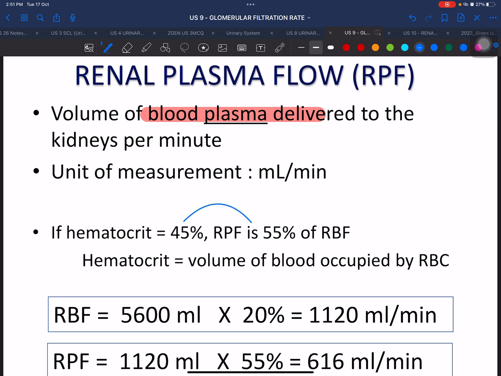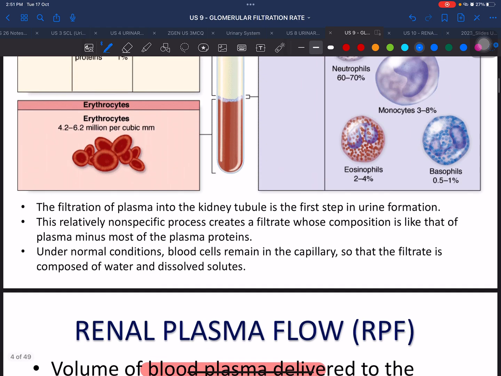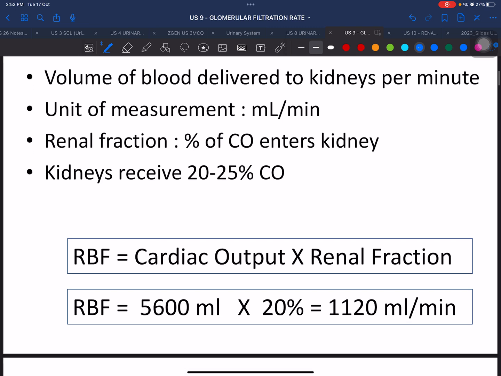So now we are talking about the portion of the renal blood flow. Just now we calculated the renal blood flow as about 1,120 ml per minute, 20% of the cardiac output. So, with hematocrit at 45%, the RPF is 55% of this renal blood flow. If you calculate, you will get a renal plasma flow equivalent to 616 ml per minute.